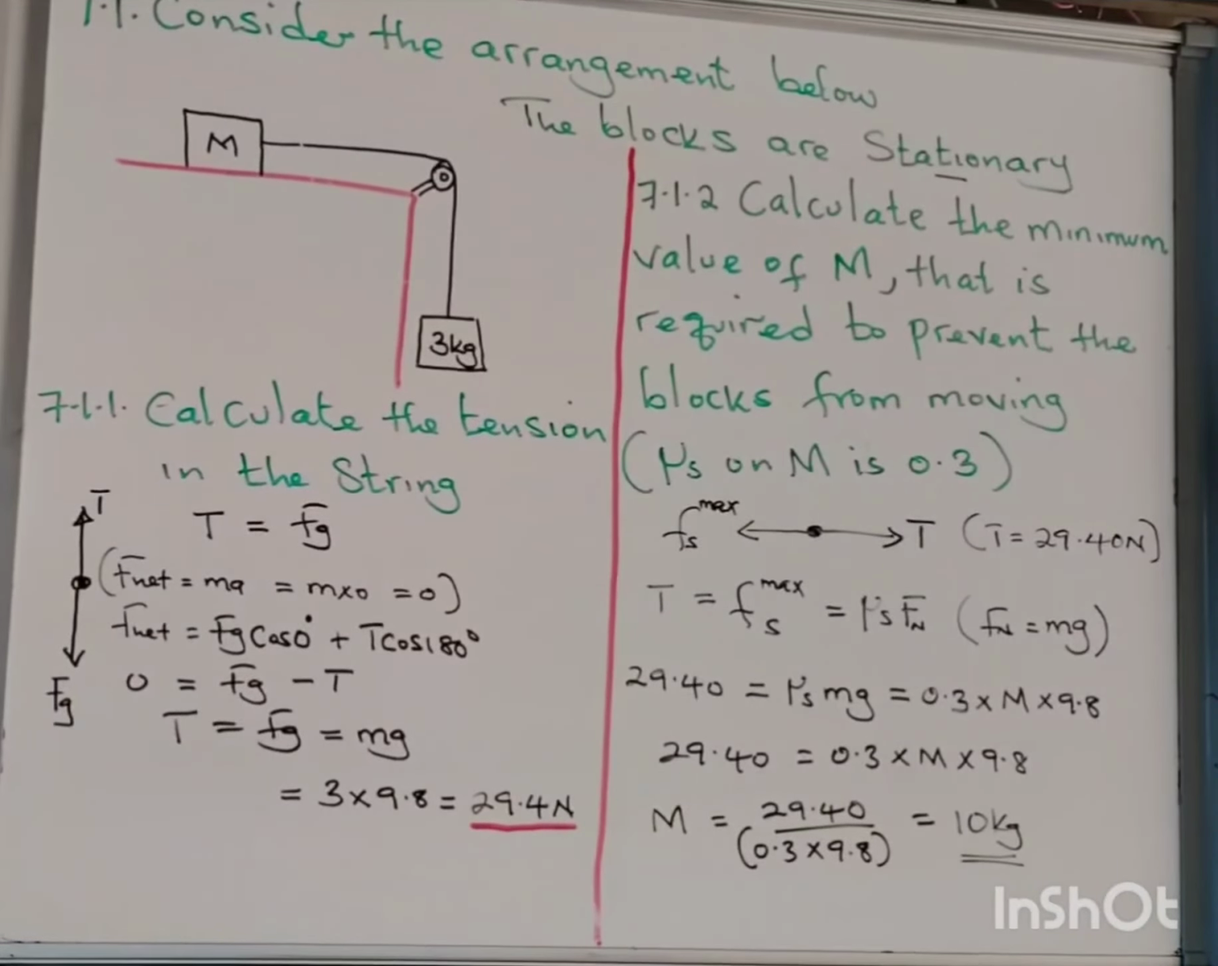So 10 kg is the minimum magnitude of the mass which will stop the system from moving, which means that if you put a bigger one, it will not move. But if you put any mass below 10, the system will accelerate downwards, or M will move to the right.